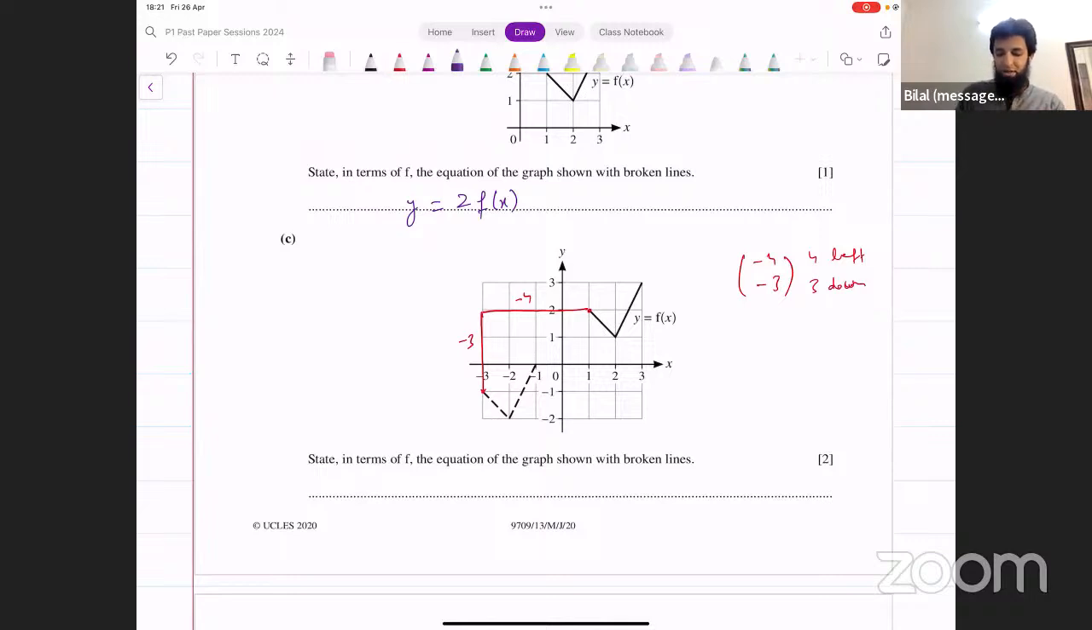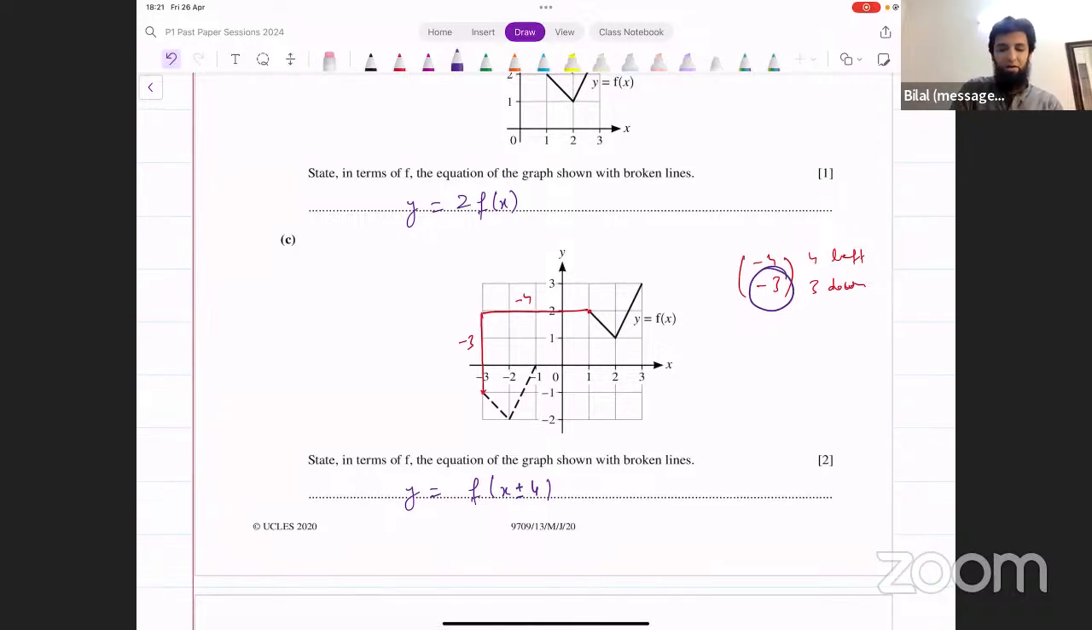What does the function look like? y equals f of x something, and then outside you've got something added or subtracted. Now, 4 left means inside the function you're either going to have +4 or -4. And 3 units vertical translation means outside the function you're either going to have +3 or -3.